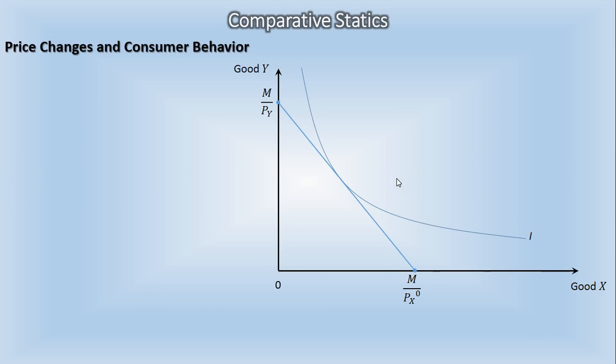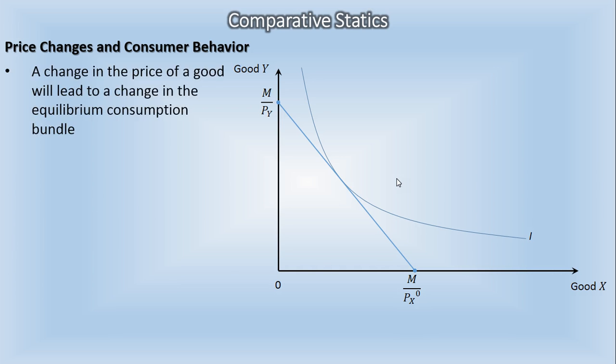All right, now let's do comparative statics. Consider what happens when prices change or income changes and how that affects the equilibrium, right? We talked about how prices and income affect the budget line, right? So we're going to see the same effects here, and then we're going to look at how that affects the equilibrium choice. So here is our optimal consumption bundle.